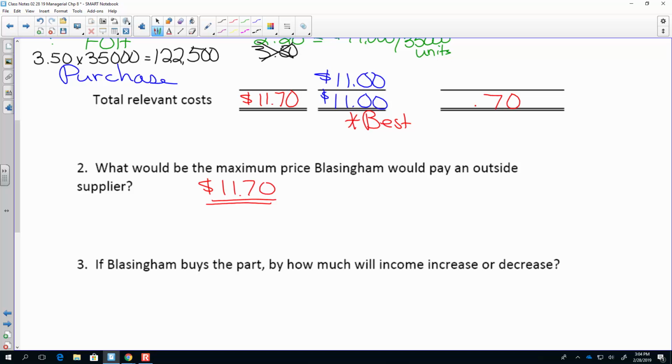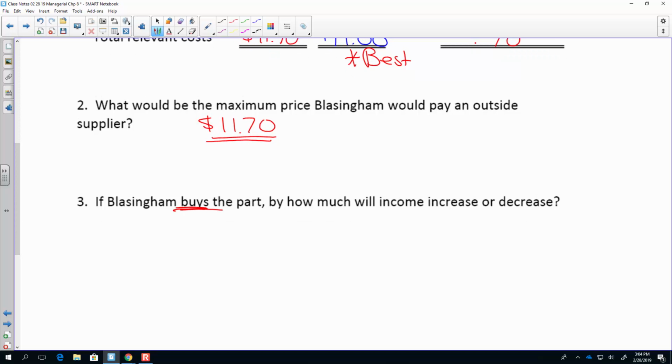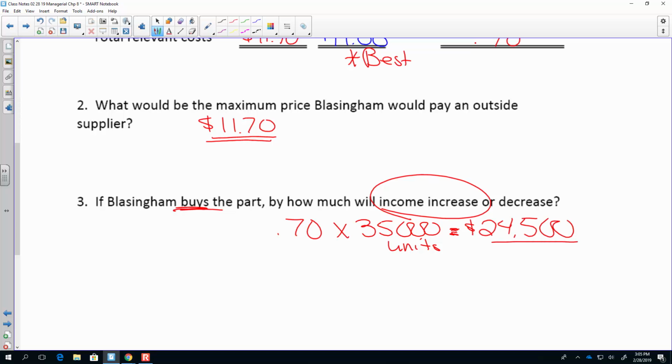If they buy the part, how much will income increase or decrease? If we bought it, we certainly will increase our income 70 cents a piece, right? And I think we needed 35,000 pieces or units. So income will increase by 24.5. Is that right, guys? 24.5? Okay. Thank you. So that's the answer to question number 3.